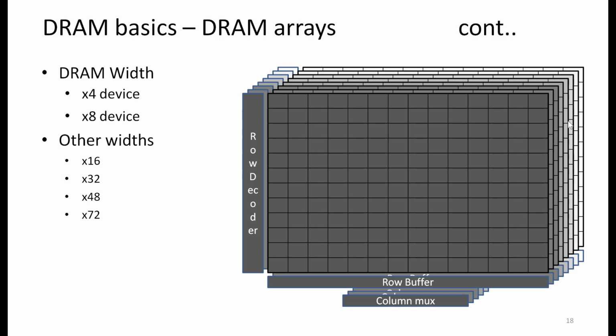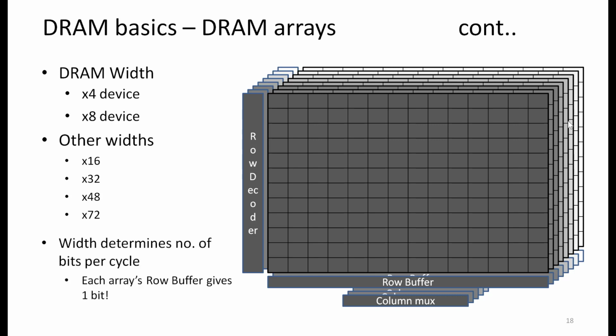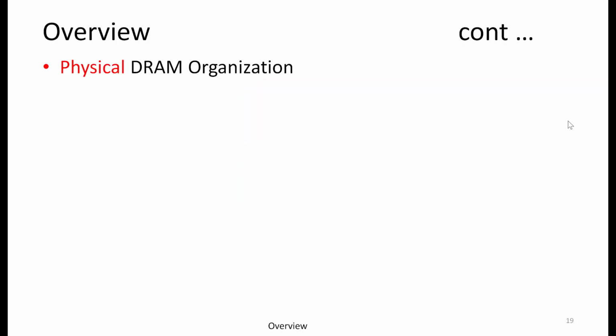Now what is the significance of this DRAM width? This width will determine the number of bits that can be read out from this group of DRAM arrays, or we can call it a DRAM device. Now if we have an X4 device, it means that each cycle this device will give us 4 bits of data. If we have an X72 device, then we can read out 72 bits of data in each cycle.